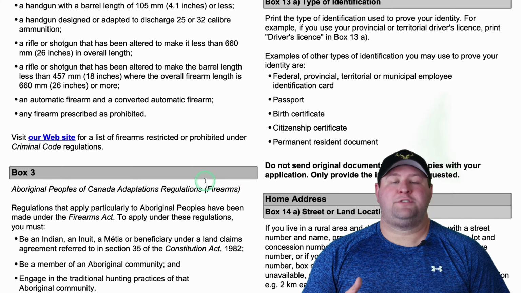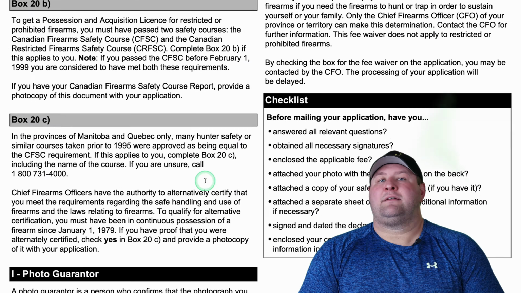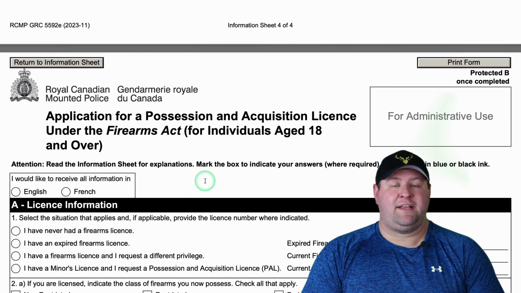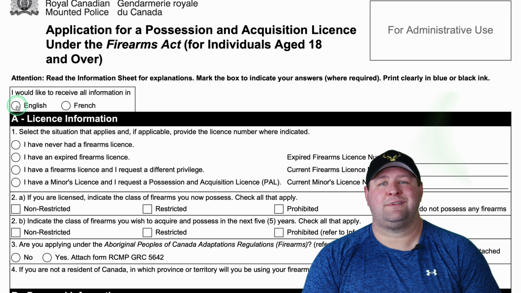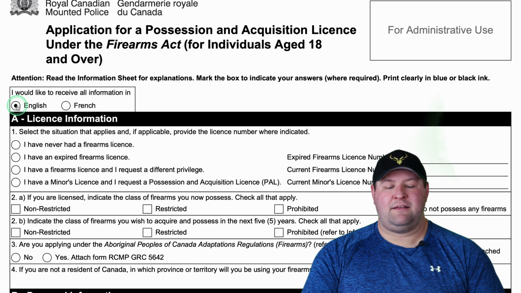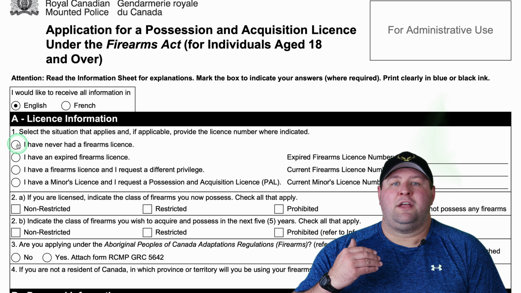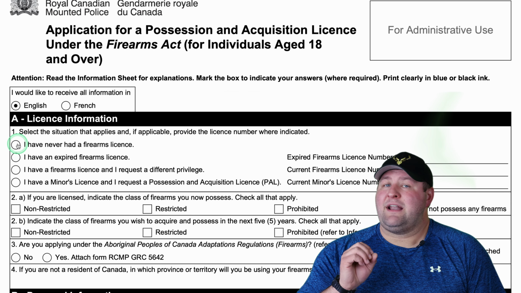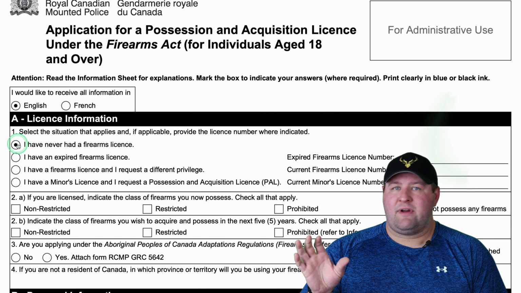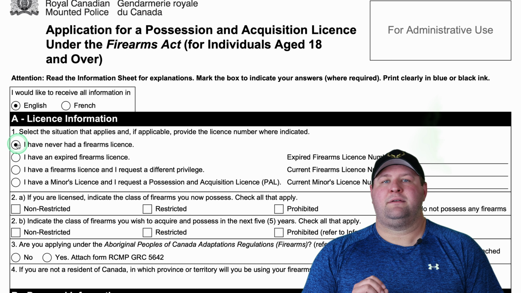We're going to scroll down to the first part and you have a choice between English and French. I'm going to assume it's English. That's what we're using today. Next box, there's 4 choices. So the very first one is you never had a firearm license. So if you've never had a minor's PAL, you never had a license, this is what you check.